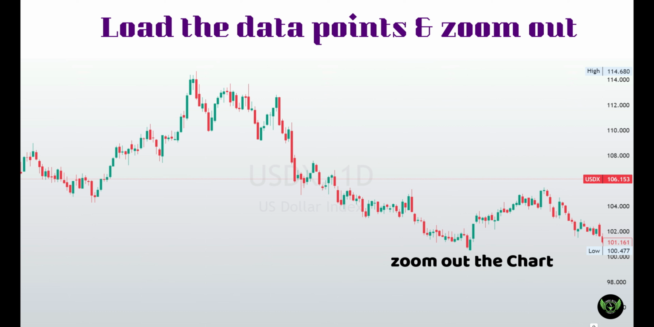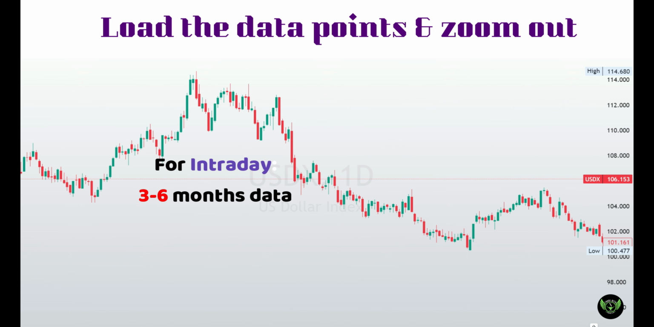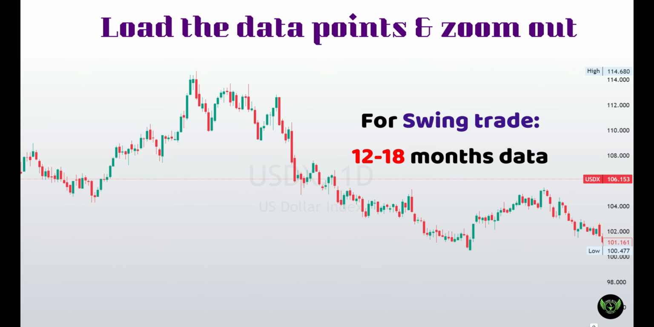Step 1 is to load the data points and zoom out. After selecting your preferred time period for the trades, you want to zoom out your charts. This is because we want to see the bigger picture. Once you can see the big picture, it is much more obvious to your eyes which key levels you should be paying attention to.